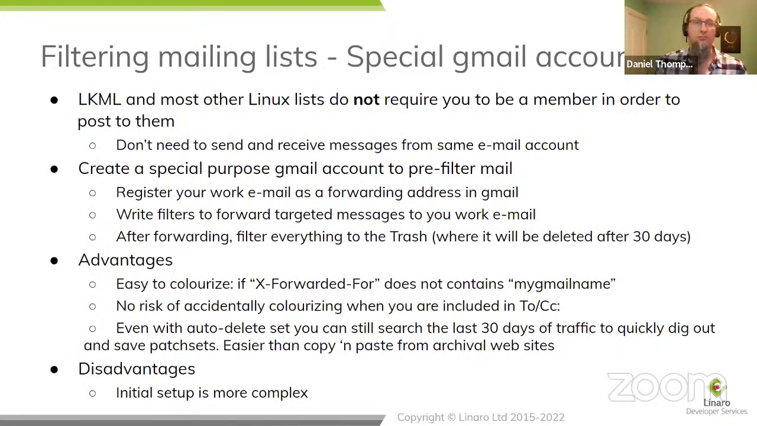So once we've decided to filter mailing lists, there are a number of different ways we can do it. Obviously, we could just program our mailer. If we use exactly one mailer, back when I used to use Thunderbird, for example, I could configure Thunderbird to recolor everything and to set everything up. These days, I adopted a slightly different strategy. I use a special Gmail account. So in other words, I have a private Gmail account that is subscribed to the Linux kernel mailing list and a couple of others.